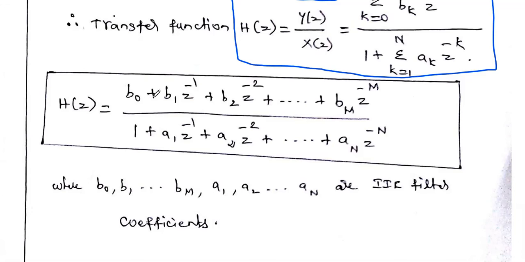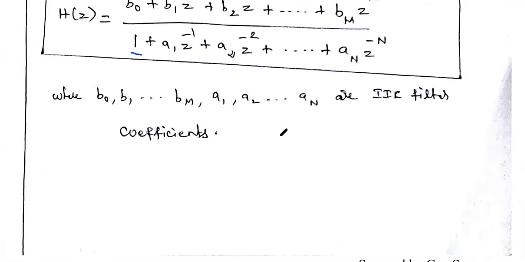b0 plus b1 Z inverse plus b2 Z power minus 2, and so on up to some value, divided by, in the denominator, 1. The first value is 1, not a0. Then 1 plus a1 Z power minus 1 plus a2 Z power minus 2, and so on. Here b0, b1, b2 up to bM, and similarly a1, a2 up to aN, are all the IIR filter coefficients, or IIR system coefficients.